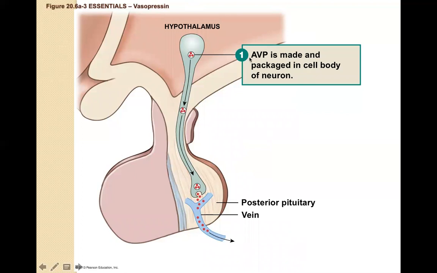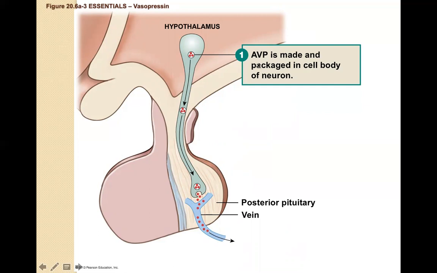Hypothalamus, this AVP, this is an image of hypothalamus and pituitary. There's the anterior pituitary right here, and this is the posterior pituitary. AVP, this is arginine vasopressin, so that's the third name for antidiuretic hormone.